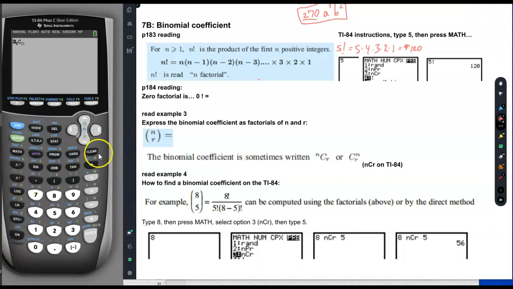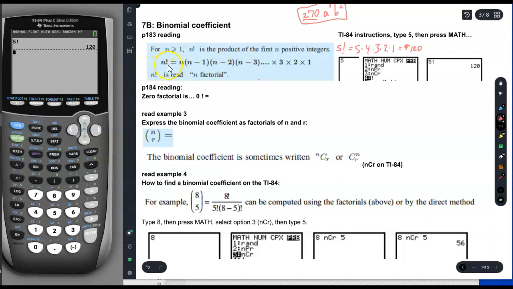And then we're going to put 5. And then we're going to go into math. And then we're going to go into PRB, or probability. And then we're going to go to number 4, which is the exclamation point. And then we find out that the answer is 120 using the calculator. Okay? This is kind of a general form for the factorial.